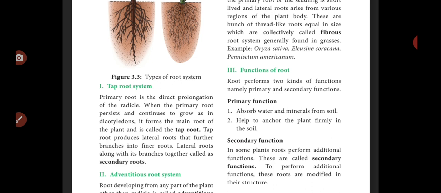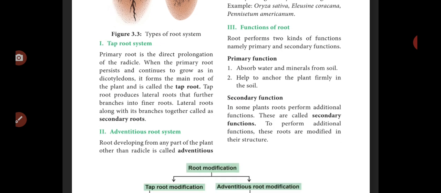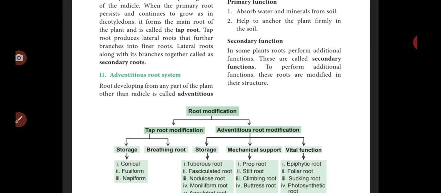It branches and develops into finer roots. The lateral roots along with the branches together we call as what? Secondary roots. So that's all about the taproot system. Next one, adventitious root system. Root developing from any part of the plant other than the radicle is called adventitious root.